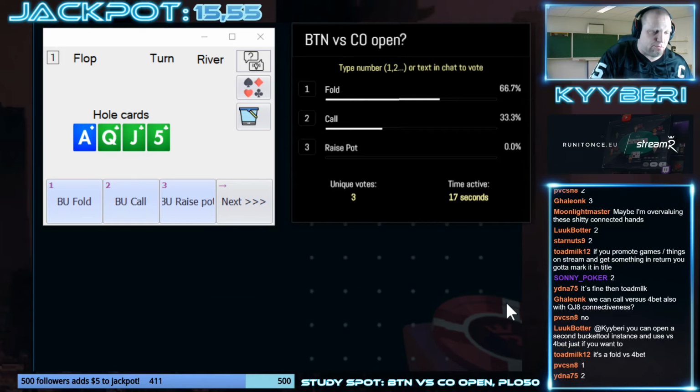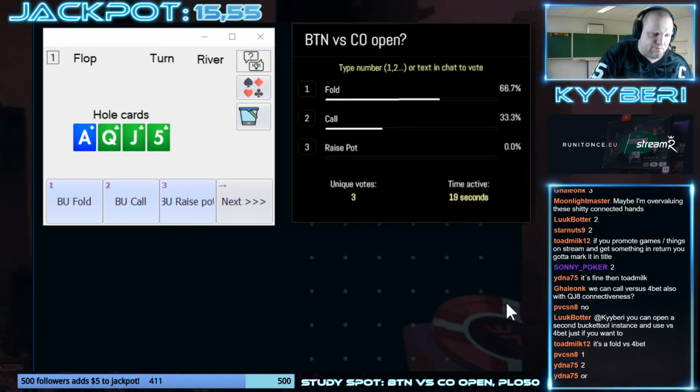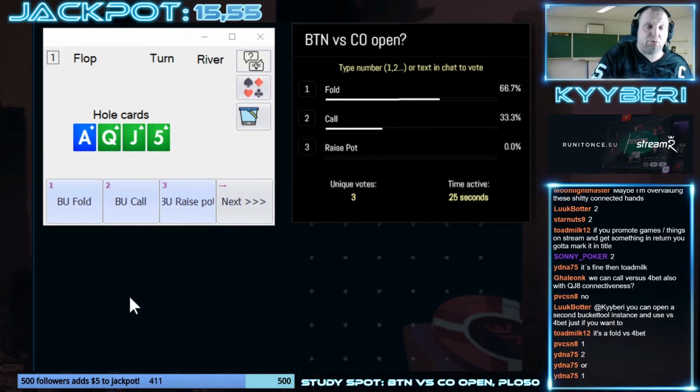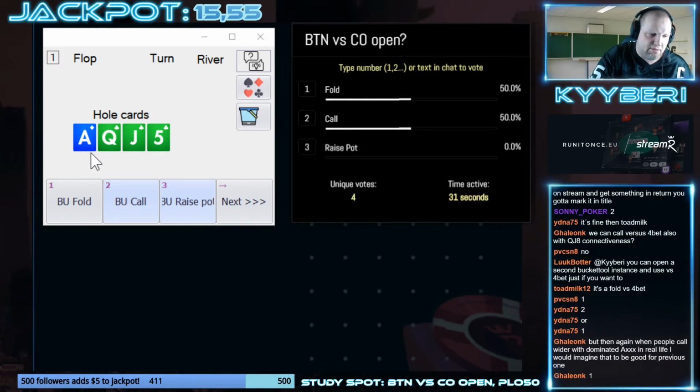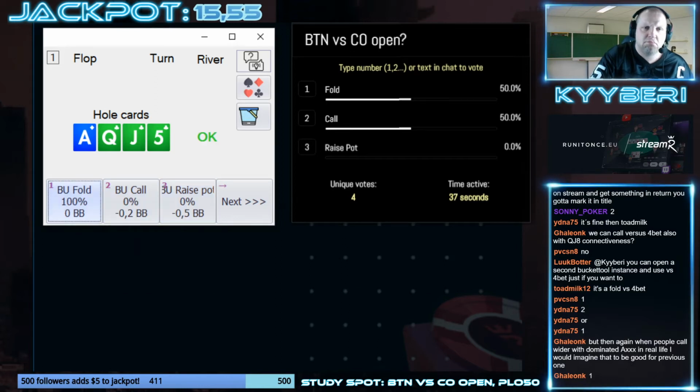Is there any reason to play this hand? Well, I wouldn't. If it's suited to ace, then yeah. But when it's not, 100% fold.